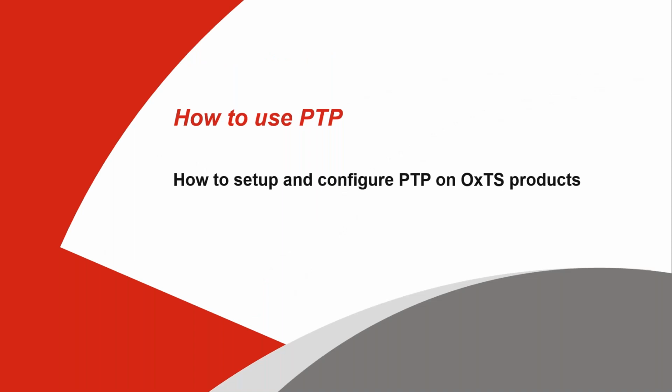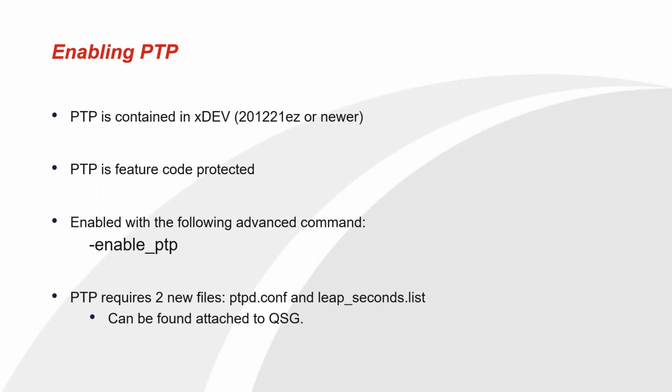So now we'll have a look at how to set up and configure PTP on our products. To enable PTP, there are 4 steps. Some of these you'll only have to do once. So for example, updating the firmware. If your firmware is not on 2012-21 or newer, then you'll have to update it, but you'll only need to do that the first time. PTP is also feature code protected, so you will need to buy a feature code to enable this feature if you haven't already, and then you'll need to unlock the feature in navconfig, but again, you'll only have to do that one time.